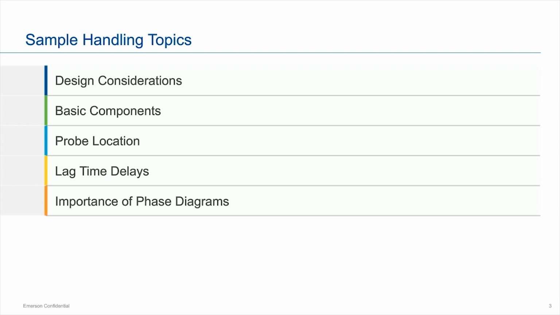We'll spend a little bit of time on lag time delays. Obviously, the big focus has always been sample lag time, but there are also other types of time delays in your system. And then finally, the importance of phase diagrams. When you come to us or even one of our competitors, the first thing we'll ask you about is the composition of what's flowing through your pipe, as well as your temperature and your pressure. Because it's important for us to know not only what you're looking to analyze, but where you are in your phase diagram.